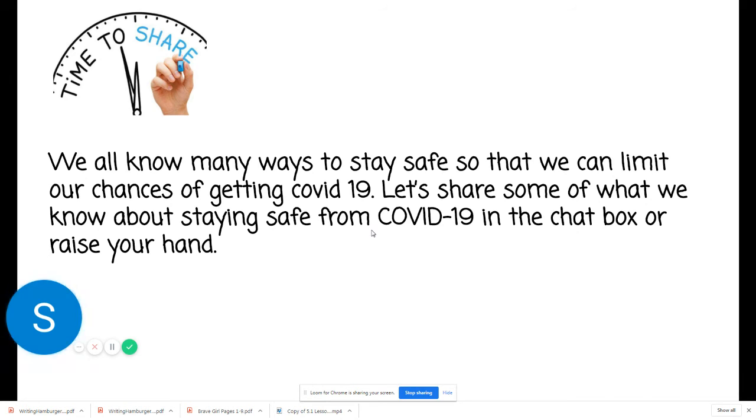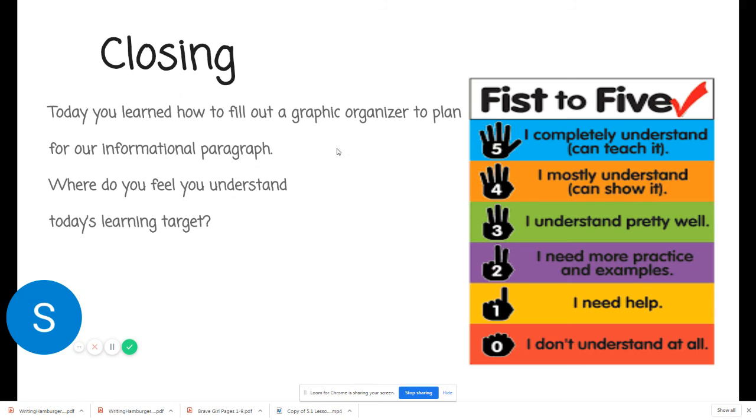So today you're going to write your paragraph. You're going to use the same hamburger organizer that I used, and you're going to write a quick outline of what's going to be in your paragraph, giving me 3 facts of how to stay safe from COVID.